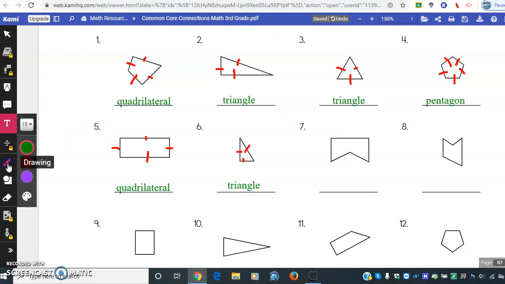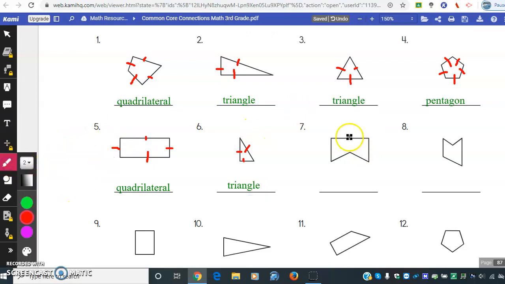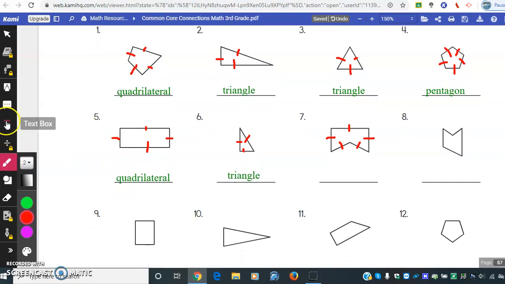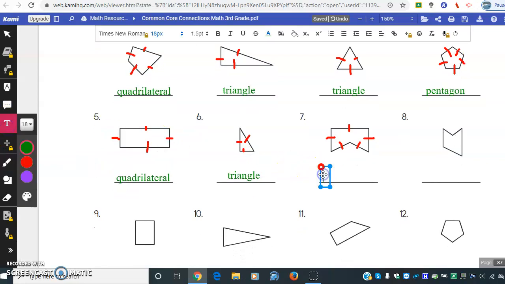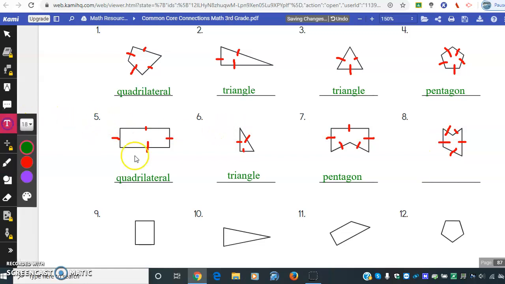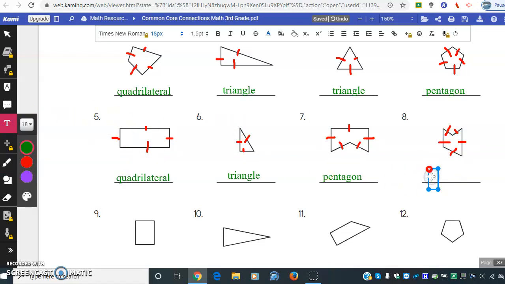Number 7 looks fun. Let's count that one. This long side. 1, 2, 3, 4, 5. And what do we call a 5-sided shape? It's a pentagon. So we'll type that in. Pentagon. Number 8 also looks fun. 1, 2, 3, 4, 5 again. And what do we call a 5-sided shape? Yep, pentagon.